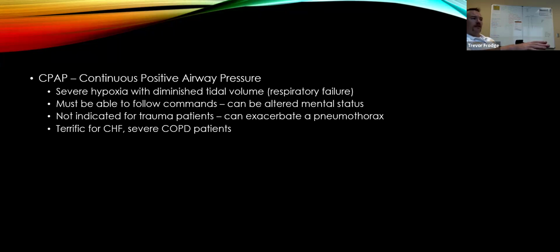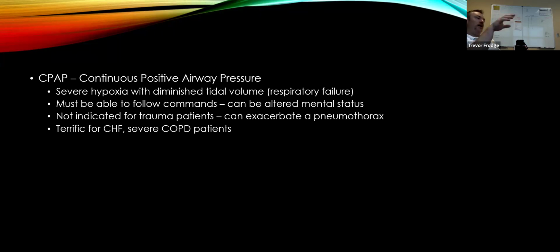They can be altered, right? They can be responsive to verbal. They can be confused because they're hypoxic, but they have to at least be able to follow commands. This is not indicated for trauma patients. Again, do not put a trauma patient on CPAP because if they have a chest wall injury like a pneumothorax, it's going to make that a lot worse.